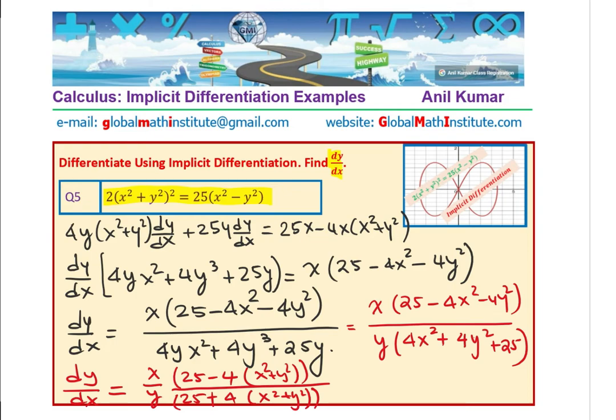Perfect. So I hope it is clearly understood that when we do implicit differentiation, the process involves factoring and rearrangement of the terms, which could be tricky at times. I hope with this example, the strategy is absolutely clear.